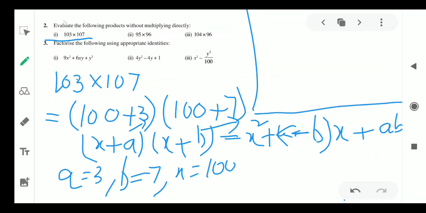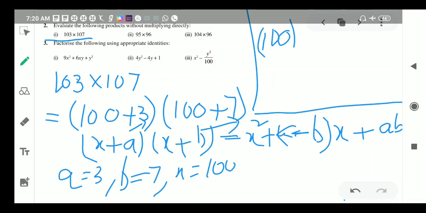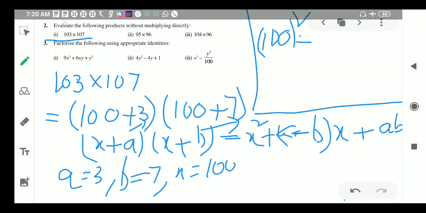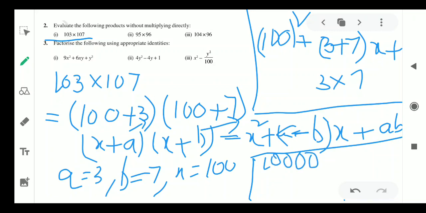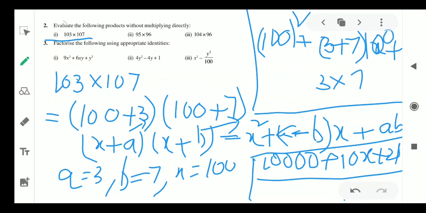What is x square? 100 square. It is 100 square plus (a plus b, which means 3 plus 7) into x, plus ab, which means 3 into 7. 100 square means 10,000: 100 has two zeros, so after squaring four zeros will come. 3 plus 7 is 10, and sorry, we have to write x as 100, so 10 into 100 is 1000. And 3 times 7 is 21.